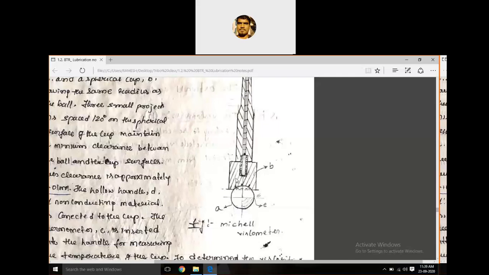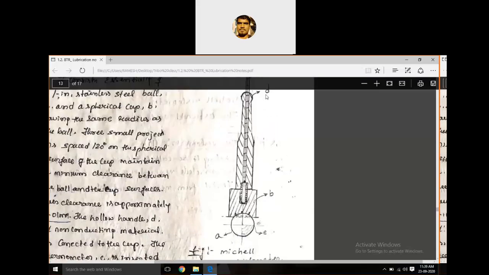Three small projections spaced at 120 degrees on the spherical surface of the cup maintain a minimum clearance between the ball and the cup surface. So these are the three grooves, which are 120 degrees apart. This clearance is approximately 0.01 mm.